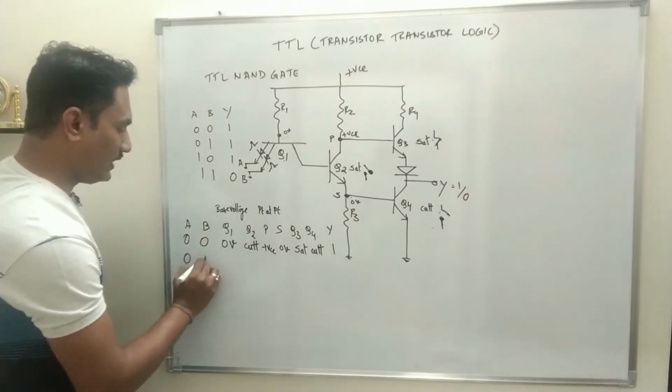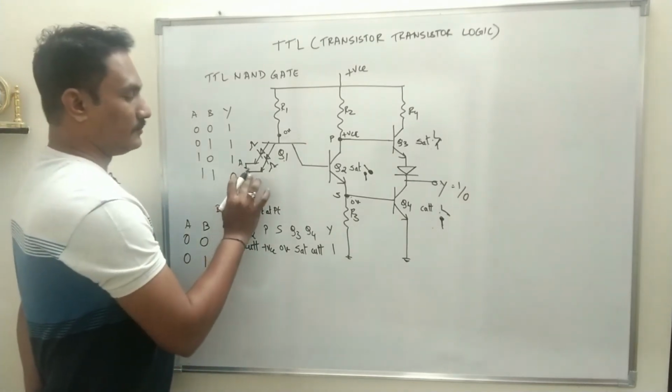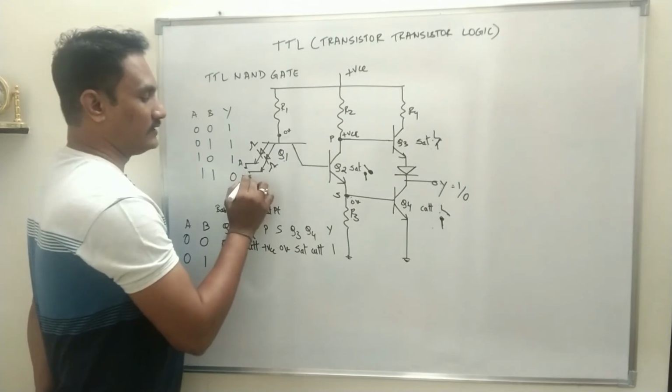Let us take 0 and 1. A is 0, B is 1, that means positive supply.